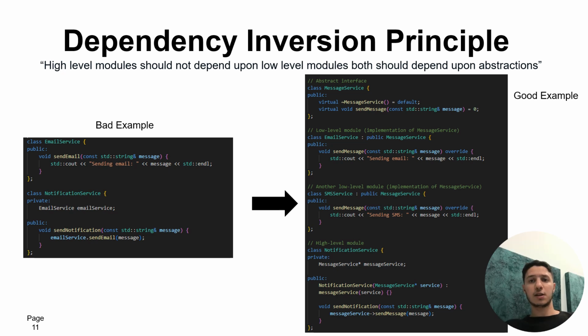So it can send a notification by email, it could send a notification by SMS, and we can extend it more and more and more. Very simple. So that way, we promoted flexibility and decoupling simply by following the dependency inversion principle.